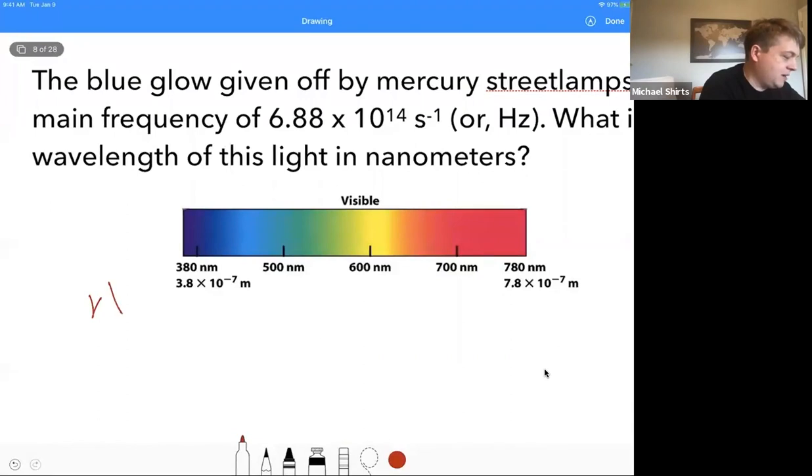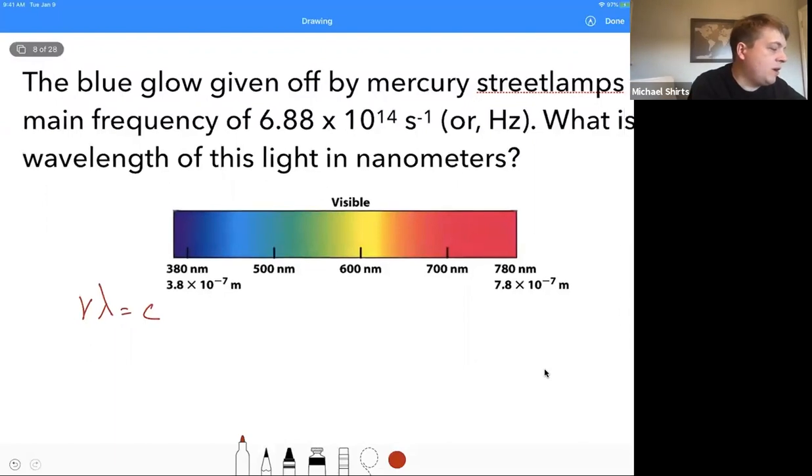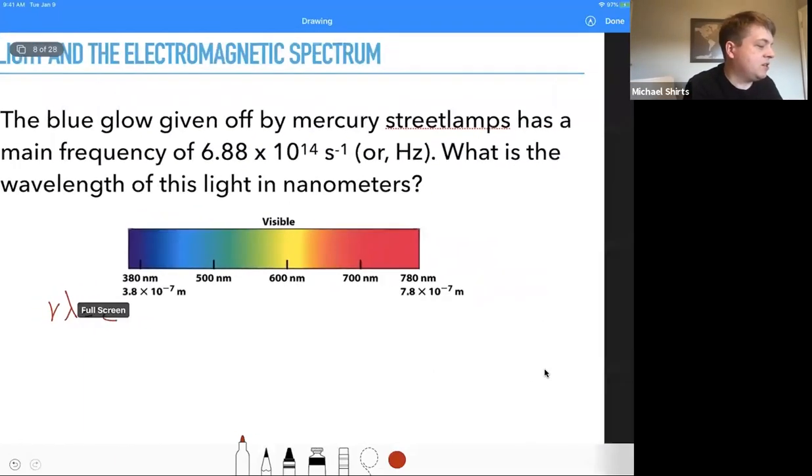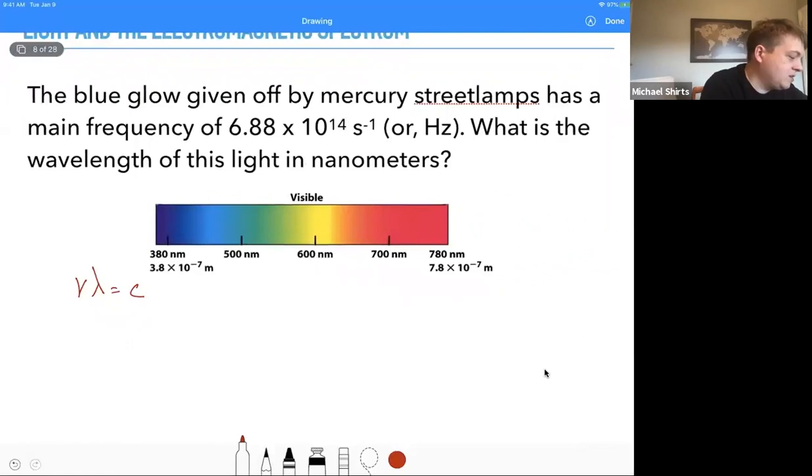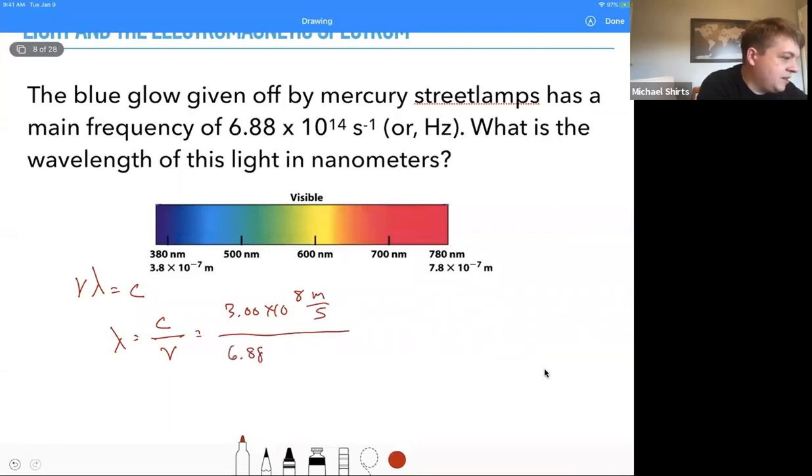Frequency times wavelength, where wavelength is the lambda here for length, equals c. Great, so what do we want? We're given the frequency and we want to know the wavelength. So we just need to rearrange. Wavelength equals speed of light over frequency. Here I'm using nu, it's actually not a v, it's a nu, which is the most common letter used for frequency, the Greek letter. So we have 3.00 times 10 to the 8th meters per second, the speed of light, divided by 6.88 times 10 to the 14th inverse seconds, that's hertz.